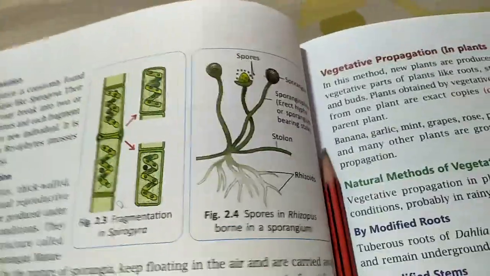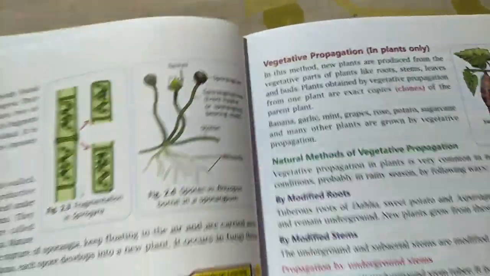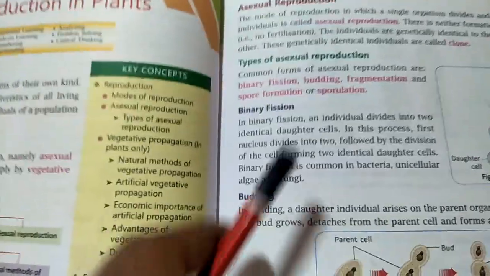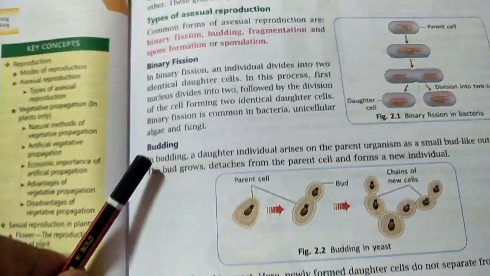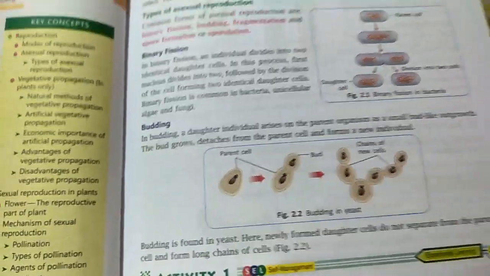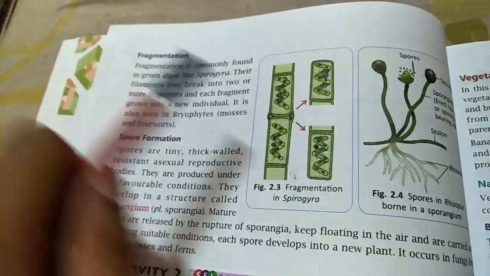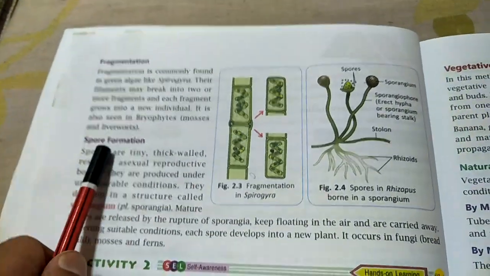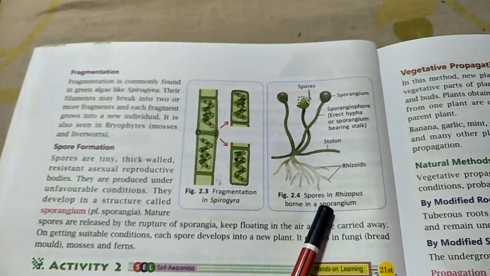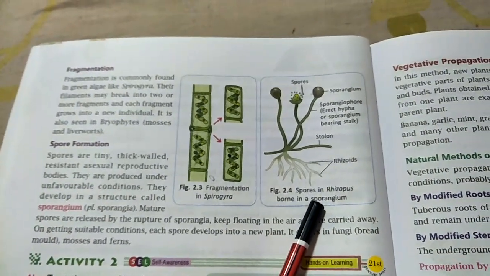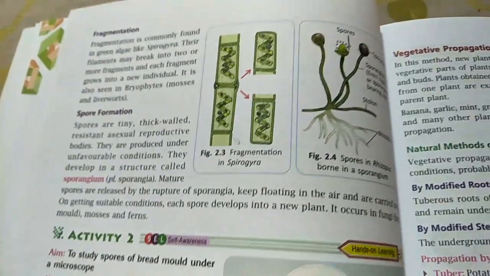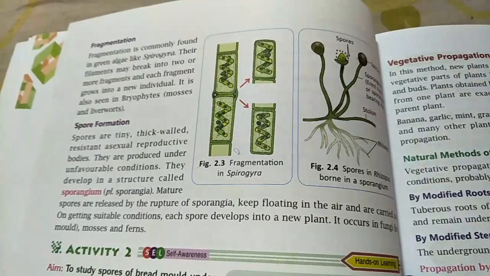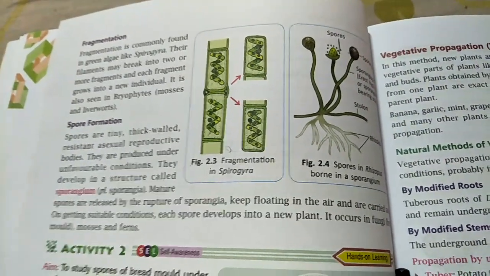So till now we understood about asexual reproduction, and what did we cover? We covered binary fission found in algae and fungi, then budding in yeast, fragmentation in Spirogyra and spore formation in Rhizopus. So these were the asexual modes of reproduction that are found in plants. I hope we are clear with this. So this is part 1 that we have done, and there will be following parts also.